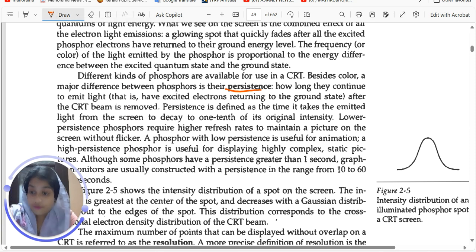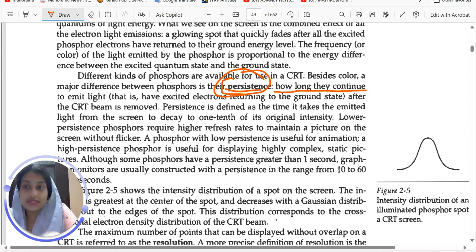Now, different kinds of phosphors are available for use in CRT. Besides color, a major difference between the phosphors is their persistence. So, what is persistence? From the word itself, we can understand it. That is how long they can continue to emit their light, that is, have excited electrons returning to the ground state after the CRT beam is removed. So, after the cathode ray beam is removed, how long can they emit light? That is what we call persistence.